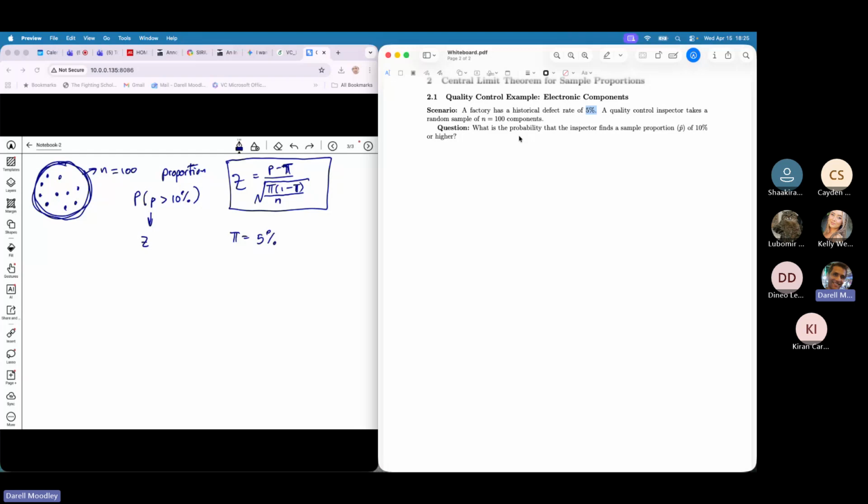Your n, we already have that. That's the sample size, which is 100. And then for p, all you're going to do is plug in this value for p. You have all the values to feed into this equation in the block. So if we want to work out the z value, it is p, which is 10%, minus pi, which is 5%, divided by the square root of pi, which is 5%, times 1 minus 5%, all over n, which is 100.